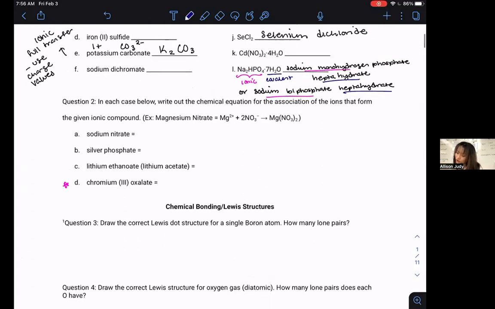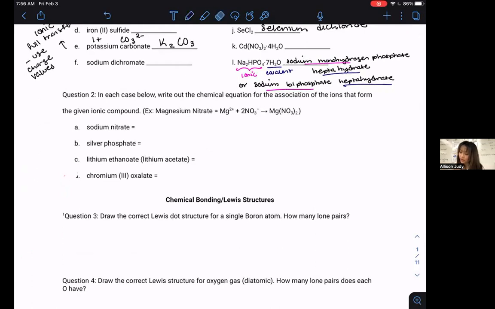So let's just look at question 2. I'm just going to go through one of them. How might we write a preliminary chemical equation for how an ionic compound is formed from its respective ions? Here we have chromium, and chromium is a transition metal, so it's multivalent, so we need to tell you the charge. So we say chromium 3 plus, based off of that Roman numeral 3, and oxalate. Oxalate is a unique polyatomic. You don't necessarily have to memorize it, but having it in the back of your head might help you.